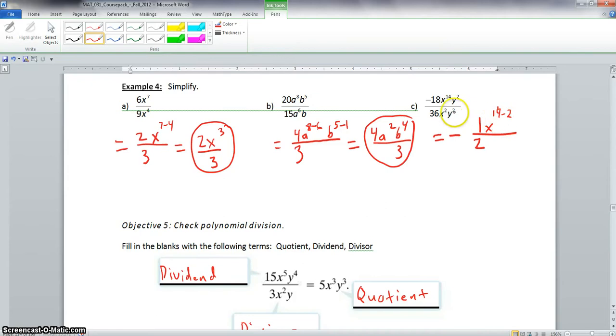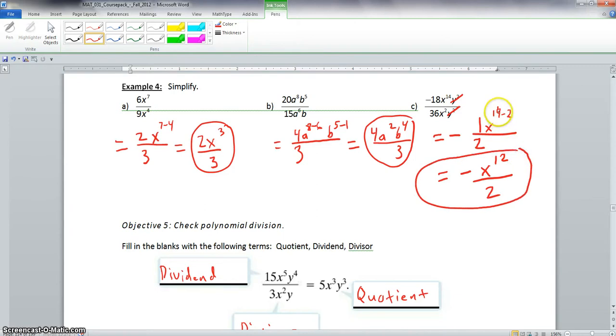Okay, now our next thing, we will have y squared over y squared. We know these will simplify each other out. So now our final answer would be negative. We don't have to write the 1 here because we had x to the 12th all over 2. So that is our final answer. Remember, this is a 4.